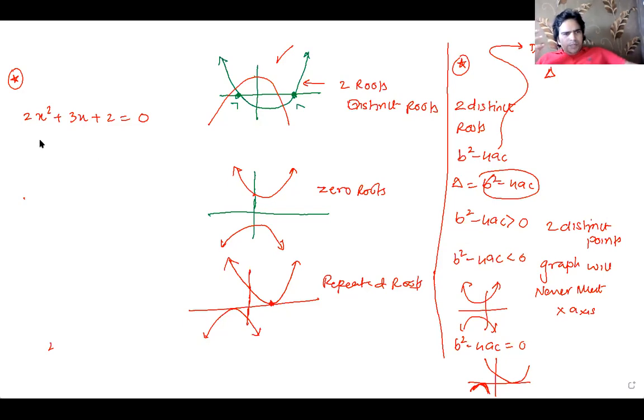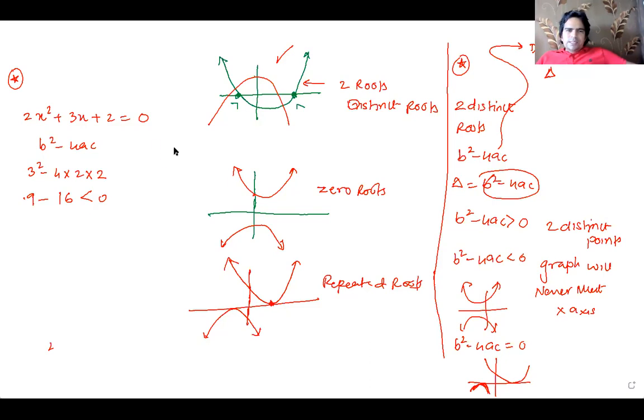So b squared minus 4ac, when I find out, which is your discriminant, is 3 squared minus 4 times 2 times 2. If I look at this, it is 9 minus, 4 twos are 8, 8 twos are 16. So that is coming as a negative answer. 9 minus 16 is negative. So when I graph this quadratic, it will not be cutting the x-axis at any point.